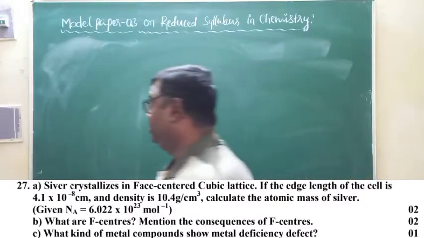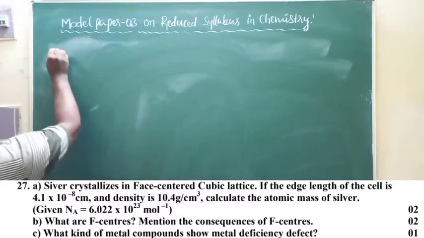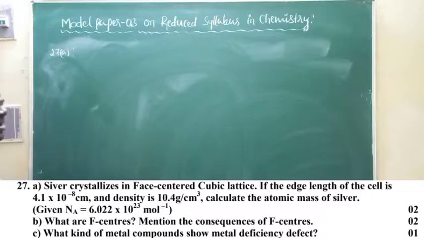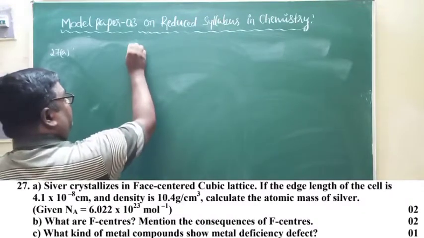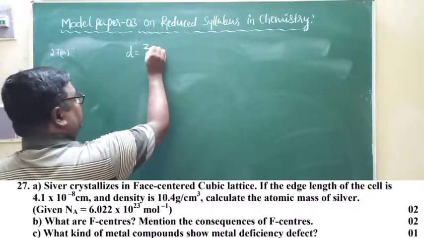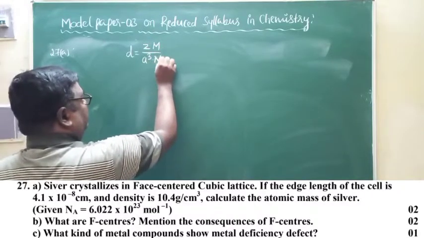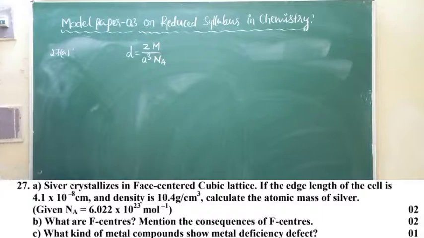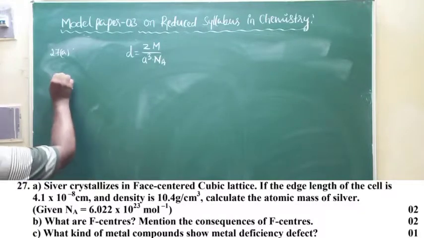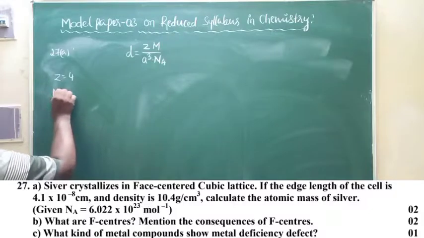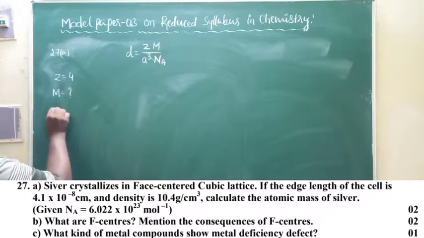We'll see that problem, question number 27a, first. That is a numerical problem on the calculation of the atomic mass by knowing density. D is equal to Z into M divided by a cube into NA. This is the formula. As far as Z is concerned, it is 4 for FCC. You are supposed to calculate atomic mass M.